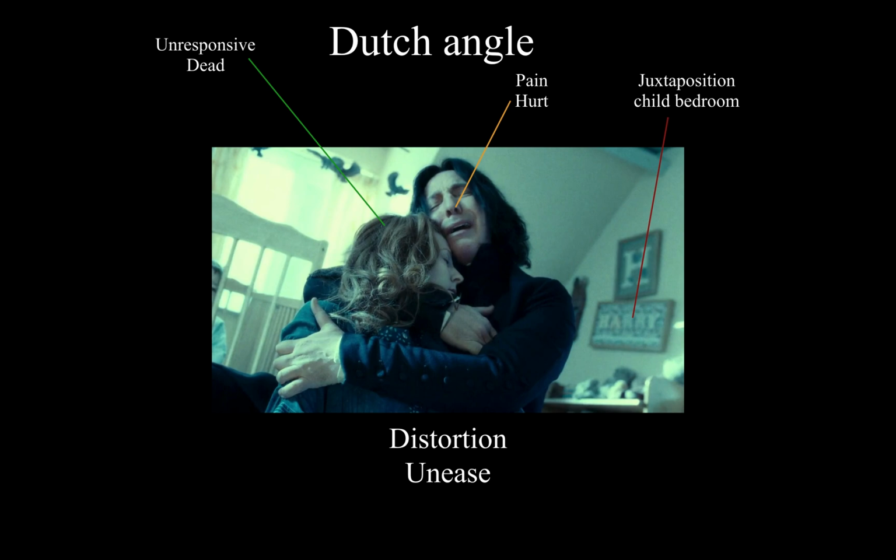Now, what is the effect of this and why did the director use it? The Dutch angle is used for the emotion of Snape to be captured. It is used for dramatic effect and helps depict the unease and disorientation of the character. It also helps capture the background, which is a child's bedroom. The director uses juxtaposition as the child's bedroom is supposed to bring back feelings of joy, innocence, and happiness, but it's clear that the opposite emotions are present.